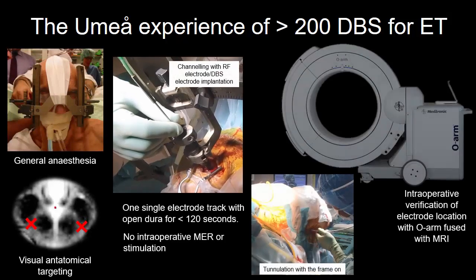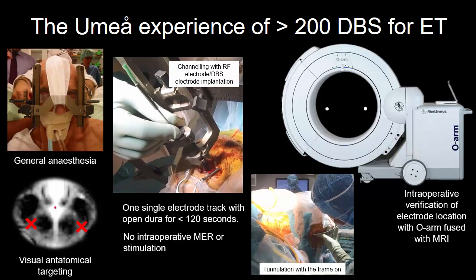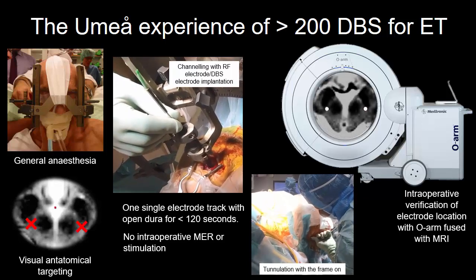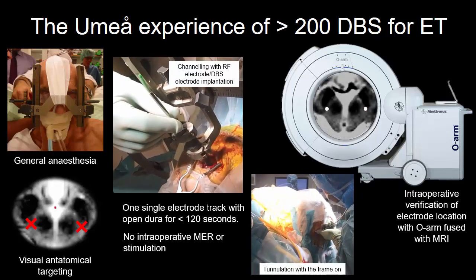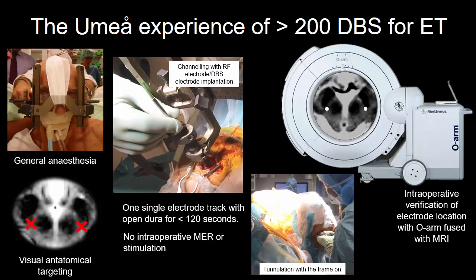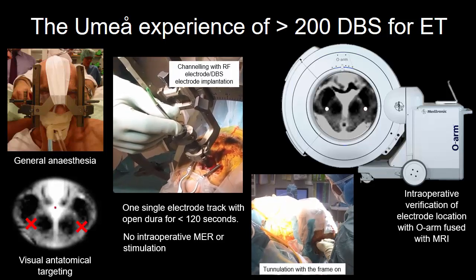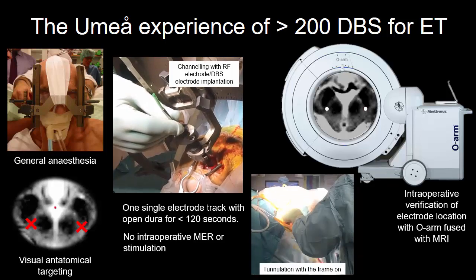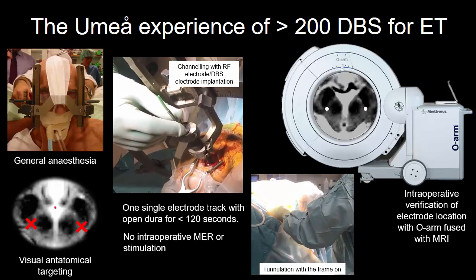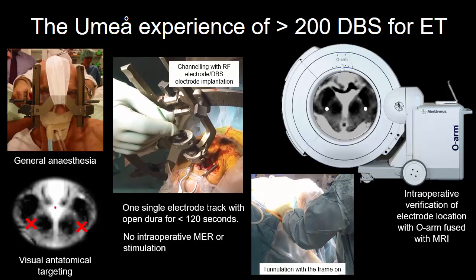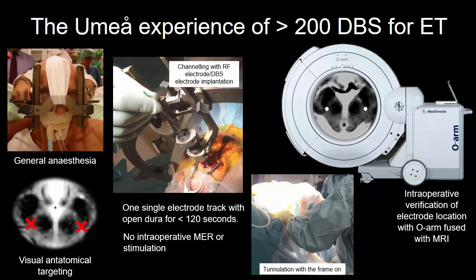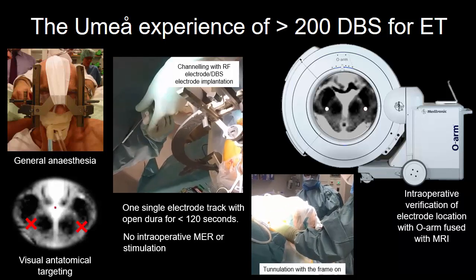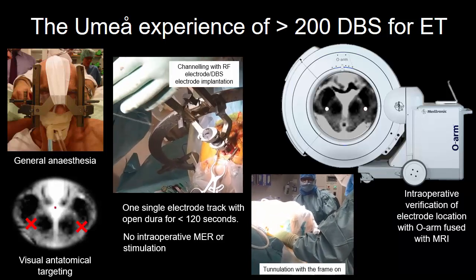I would like to end this presentation with a short overview of our experience in Umeå concerning DBS for essential tremor, where we have implanted about 80 patients in the VIM and more than 120 in the PSA. Today we do all procedures in the PSA based on visual anatomical targeting and without microelectrode recording or macrostimulation. The whole procedure is done with the patient asleep, and the tunnelation of the extension cable is done with the frame in place.